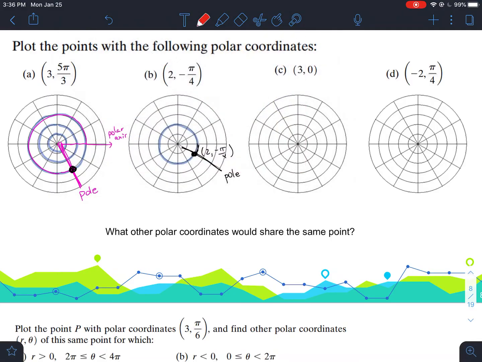(3, 0). Well, if I rotate 0 degrees, I would start and end at the same location. So I would come out 3 for my radius. So that's radius 1, 2, 3. And so that would be the point (3, 0).